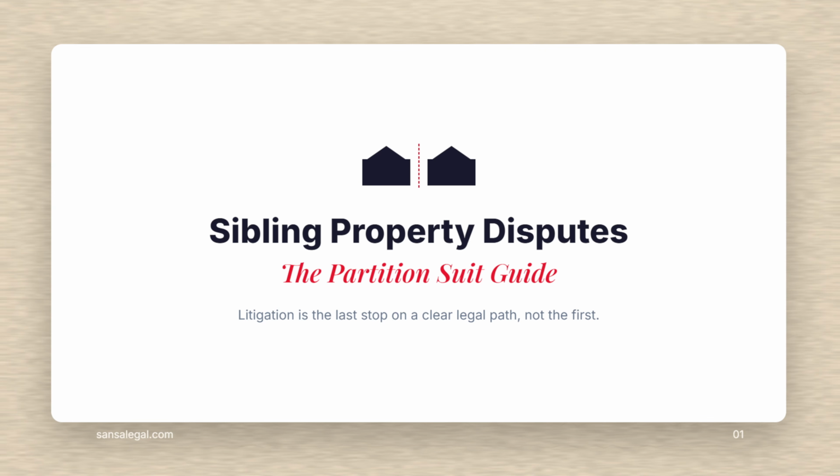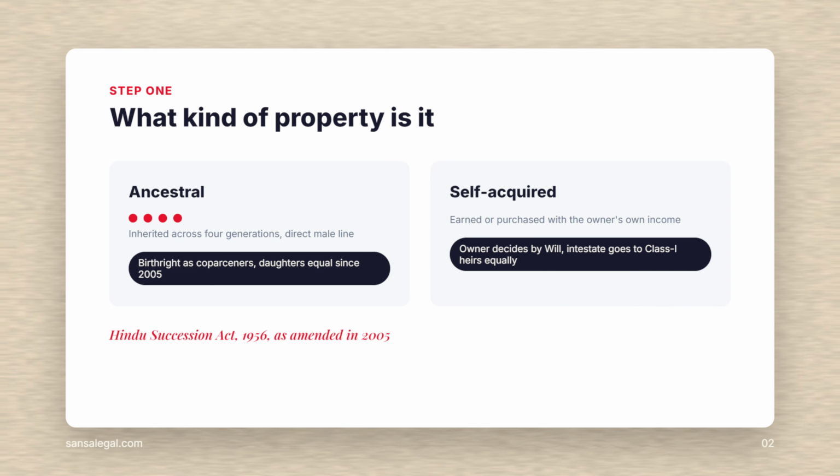Property disputes between siblings are among the most common and most emotionally charged conflicts in Indian courts. But the law lays out a clear path to resolution, and litigation is only the last stop on it. Here is the full route, step by step. First, identify the property type, because everything flows from it.